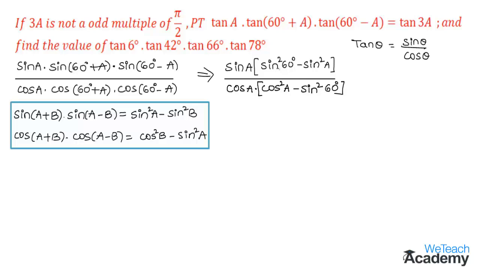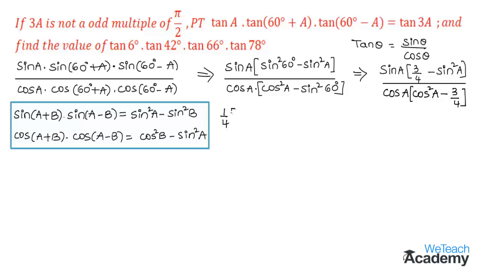And then writing the value of sin 60, we get sin a into root 3 by 2 whole square, which is nothing but 3 by 4, minus sin square a, divided by cos a into cos square a minus the value of sin square 60, which is 3 by 4. And here, taking 1 by 4 as the common factor and multiplying sin a with the inner terms, we get 1 by 4 into 3 sin a minus 4 sin cube a.